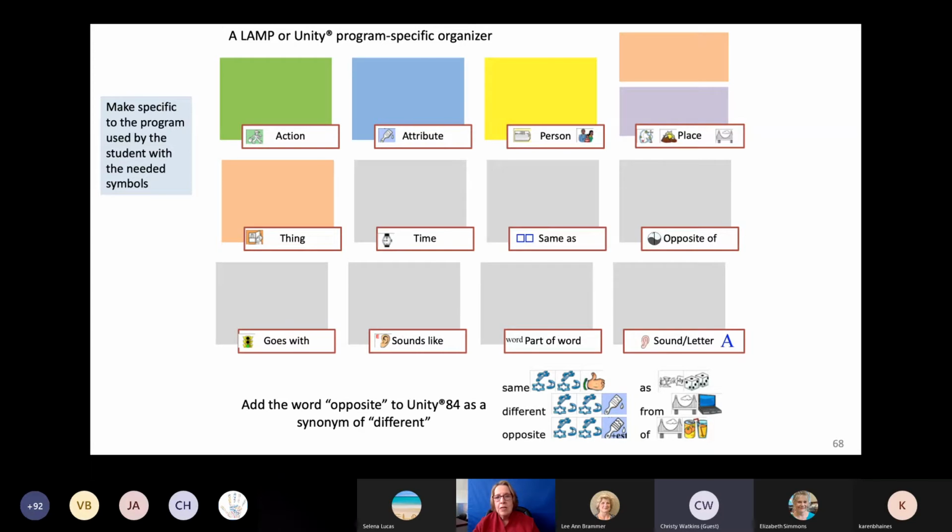So use one of these organizers and have him give you an action idea that he remembers or an attribute. And the little symbols underneath there coordinate with what works in Joshua's program, so he can relate to that. So you have to make your program organizer specific to whatever AAC system your person is using, because this is unique to either LAMP or the Unity program.